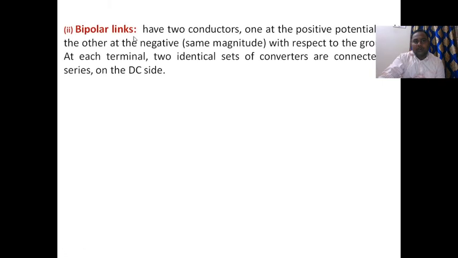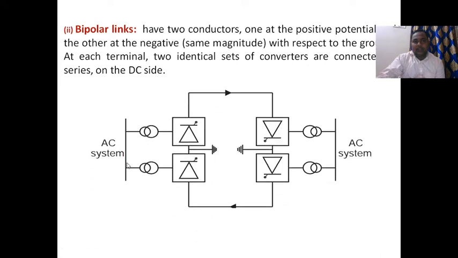Next one is bipolar links. They have two conductors, one at positive potential and the other at negative with the same magnitude with respect to the ground. At each terminal, two identical sets of converters are connected in series on the DC side. This is a bipolar link having two conductors. One is positive, another one is used for the return path, that is negative. One conductor is a positive terminal, another conductor is a negative terminal.